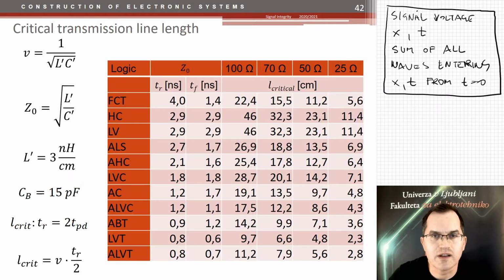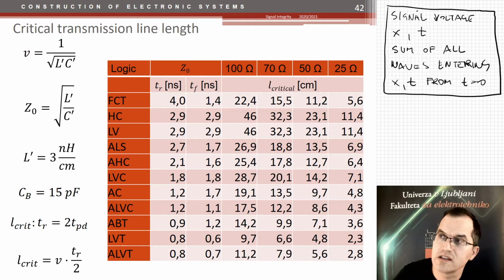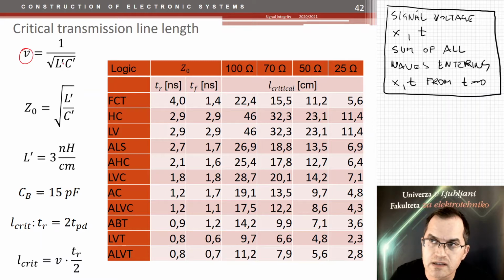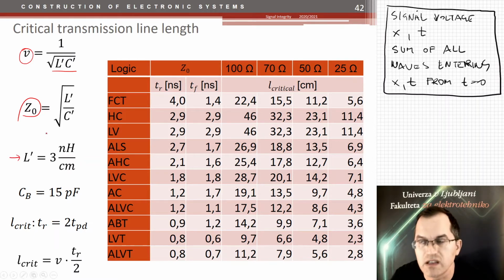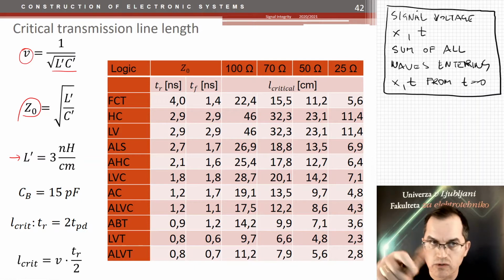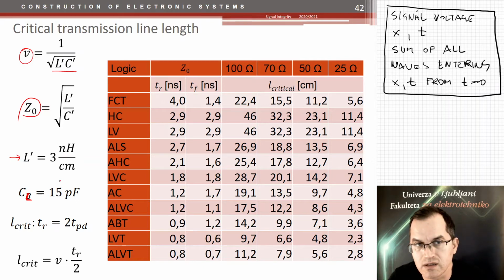So how to calculate critical transmission line lengths is shown here. What do we have? The speed of the signal is determined by that equation. This is the characteristic impedance. Then we say, okay, our transmission line typically has around 3 nanohenries per centimeter inductance. This is a rule of thumb value. We say that the load capacitance CL is around 15 picofarads. This is the input capacitance of the chip.